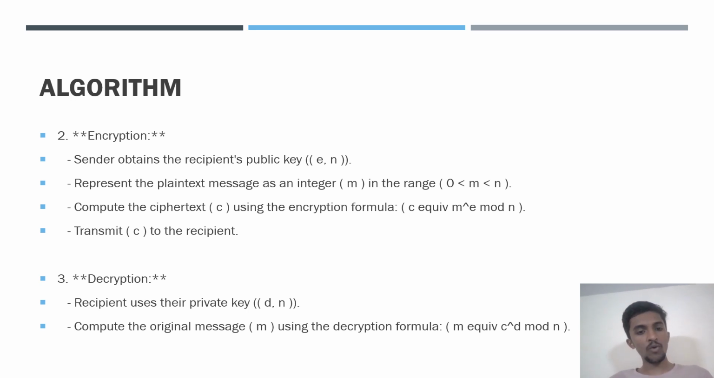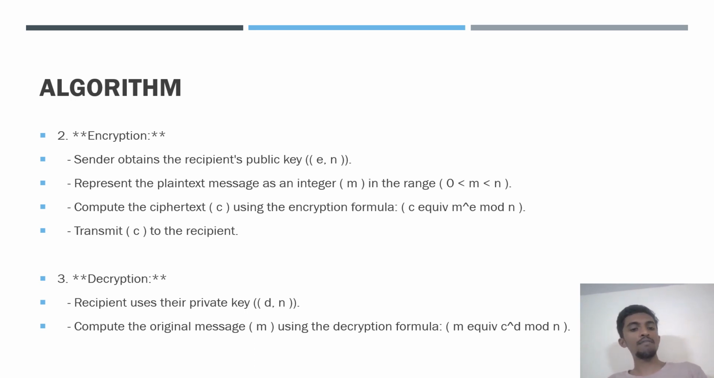The sender obtains the recipient's public key. So if I am a sender, I will get the recipient's public key, I mean the person who is going to receive from the other end. So I will get his public key, that is e and n. After that we will represent the plain text message as an integer m in the range 0 < m < n.